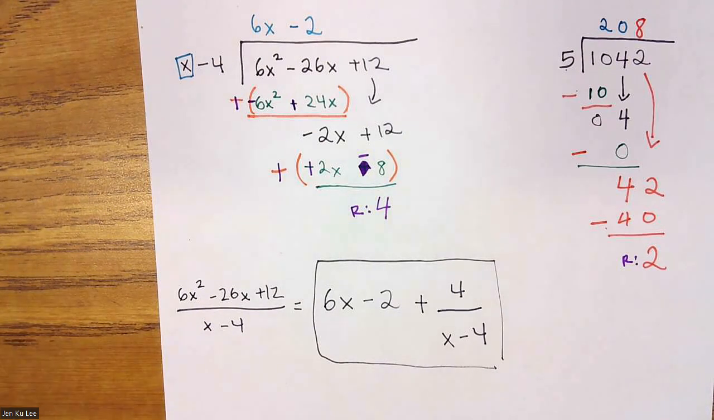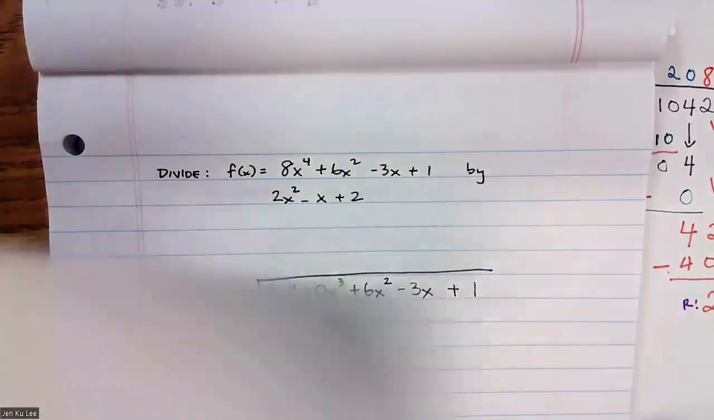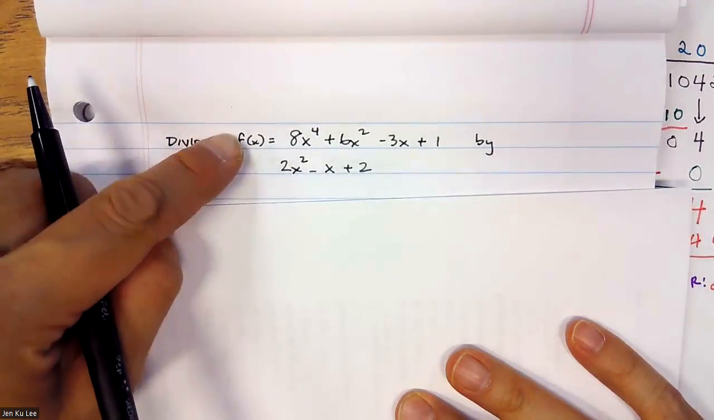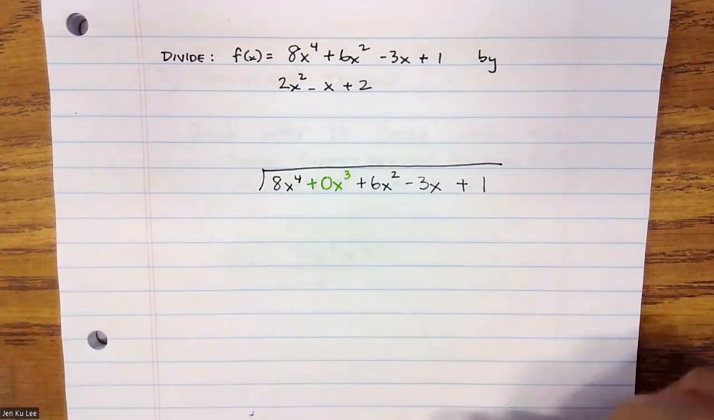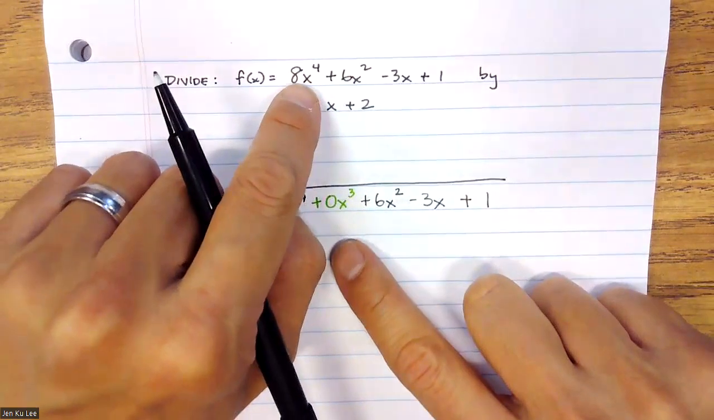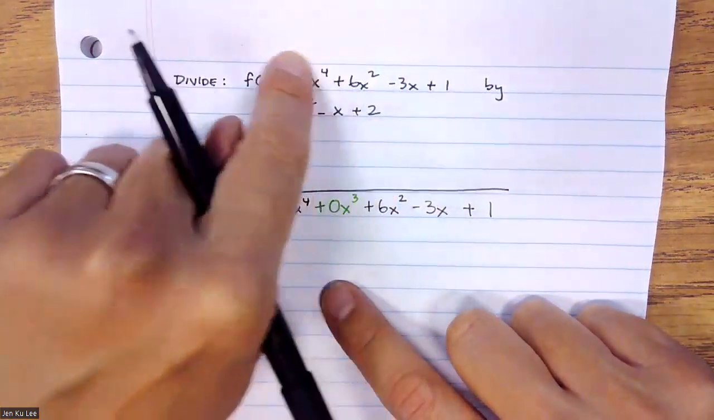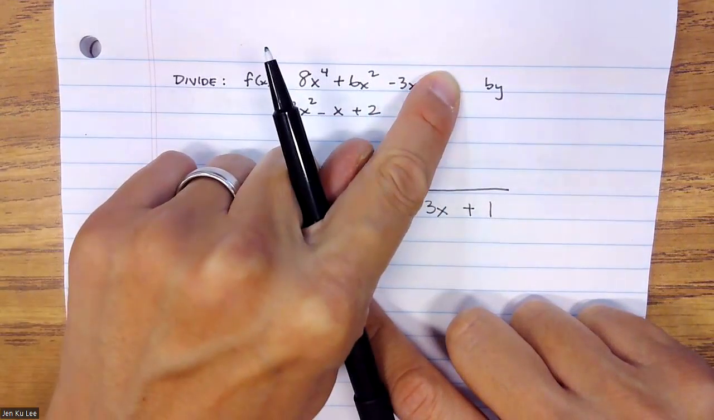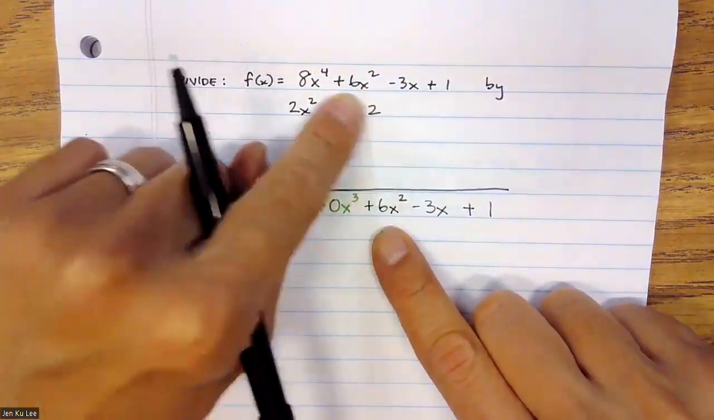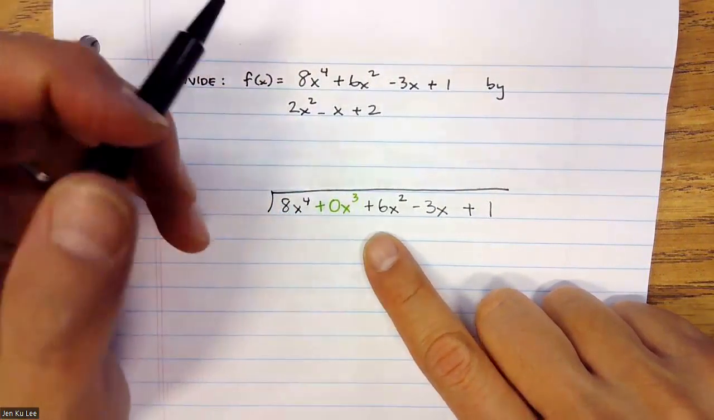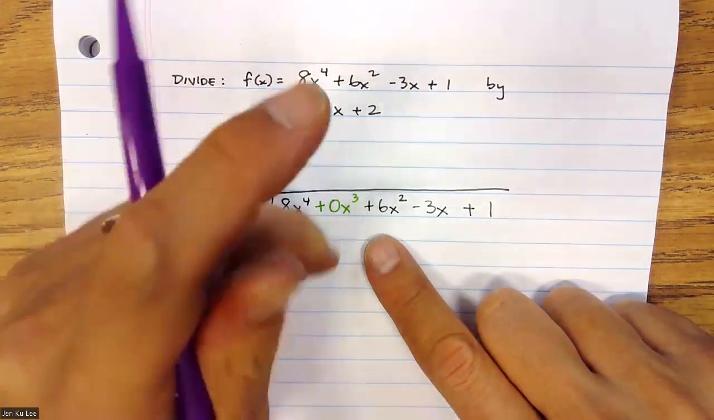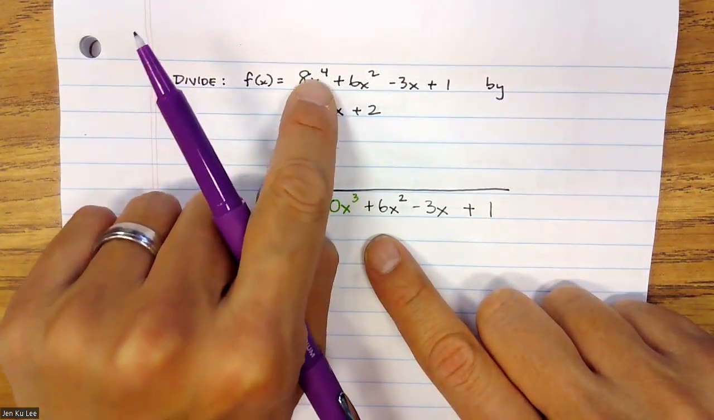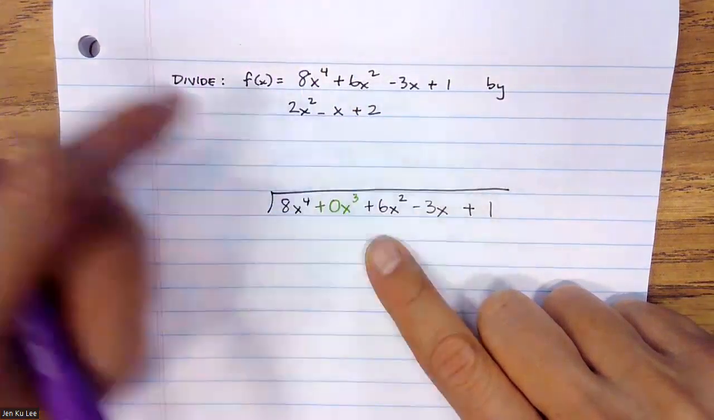Okay, let's try another one here. We're going to be dividing that by that. So when we do that, what goes in here, my dividend, what I'm dividing from, and what goes out here? Both terms need to be in decreasing order in standard form. So the biggest degree in the front, and then in decreasing order.